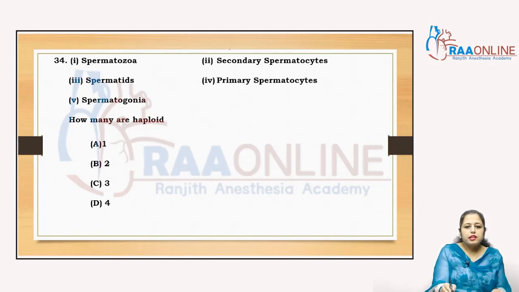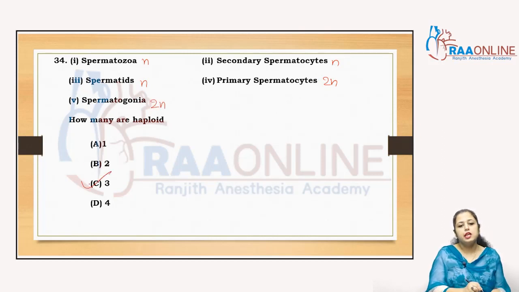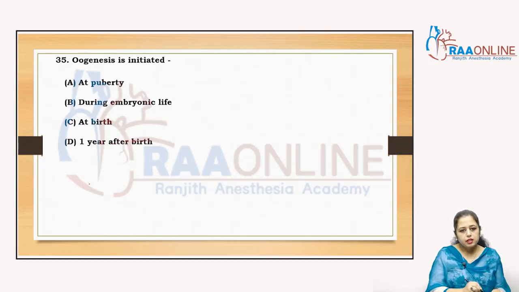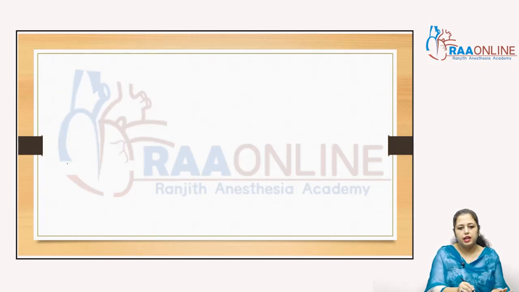The spermatozoa, secondary spermatocyte, spermatid, primary spermatocyte and spermatogonia: how many are haploid? Spermatozoa are haploid, secondary spermatocyte haploid, spermatids haploid, primary spermatocyte diploid, spermatogonia diploid. So the answer is 3, that is C. Now, oogenesis is initiated at puberty? No, it starts at the time of embryogenesis, during embryonic life, not at birth, not one year after birth.